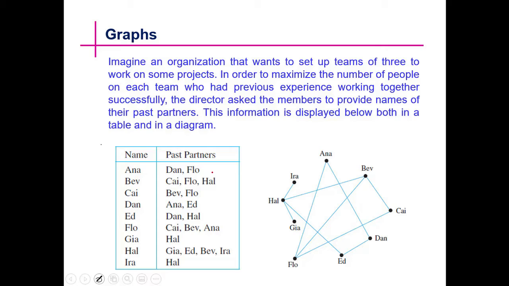and we are choosing Anna as a dot here, and we are representing this vertex as Anna. And now Anna has past partners Dan and Flo, so we have attached an edge with Dan and Flo, and similarly we have seen that Dan has Anna and Ed. So Dan and Ed, and we have to select another vertex for Ed and join this. So that's how we can represent this table in a graph form.